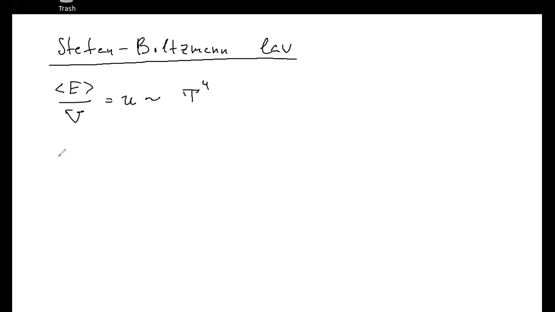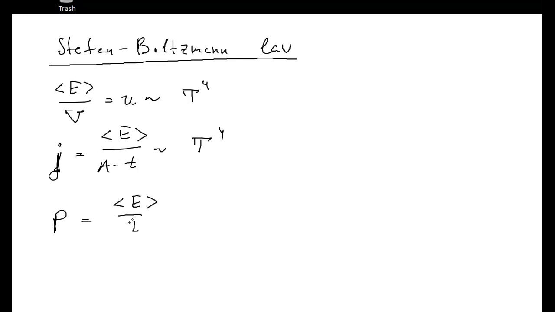Another way to formulate Stefan Boltzmann law is to consider intensity. Intensity means you have energy per unit of area per unit of time. So if you have a surface at a given temperature, it's going to radiate this energy per second. It's also proportional to temperature power 4 because my energy is proportional to temperature power 4. Or we can speak about power emitted from the surface. Energy over time, power, is also proportional to temperature power 4. So all of this you can call Stefan Boltzmann law.